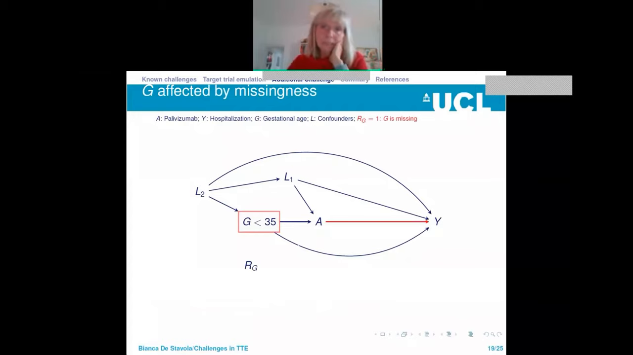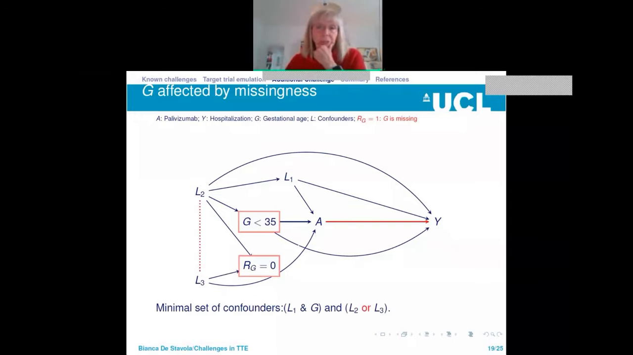However, we have a more complicated setting than this. We have missing data on gestational age, and I indicate that with the binary indicator RG. Things would be too easy if it was completely at random that we missed the information. So there may be factors influencing RG, and some factors may influence RG which are directly linked to Y, like L2 here, or it could be that they influence RG, the response, whether G is available or not, and may also influence the probability of receiving the treatment.